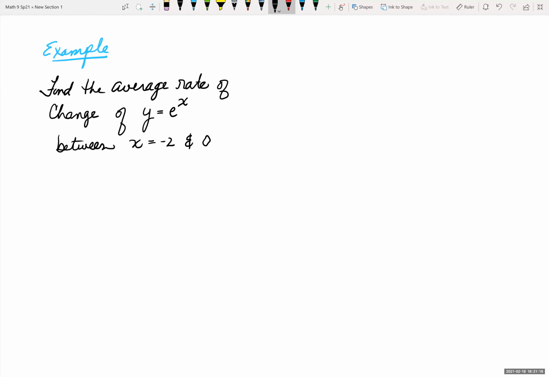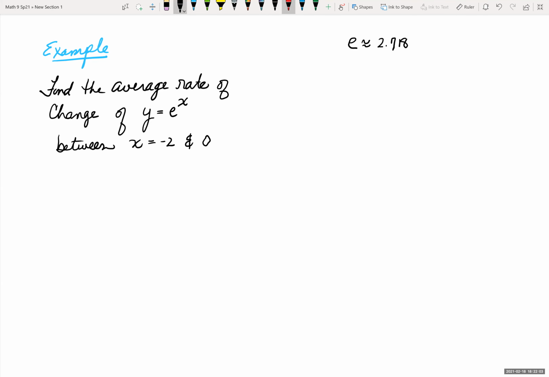Okay, so we're looking at an example, finding the average rate of change of y equals e to the x between x equals -2 and 0. So recall e is just an irrational number, kind of like pi, and this is 2.718. It goes on forever. Okay, so it's just a number.